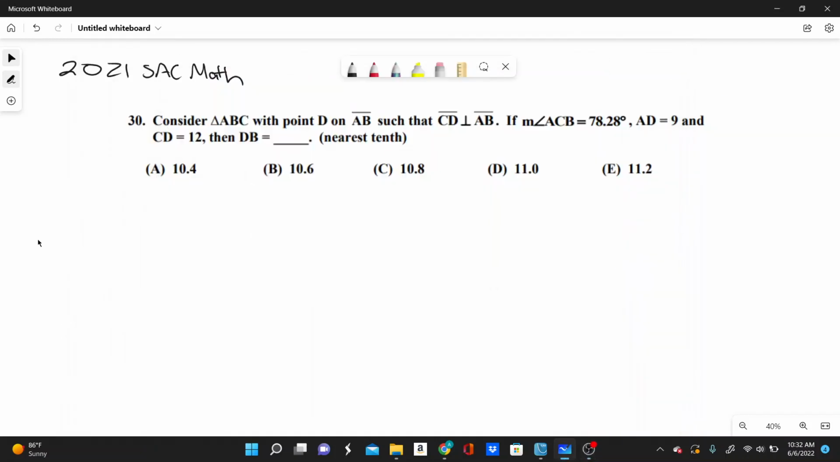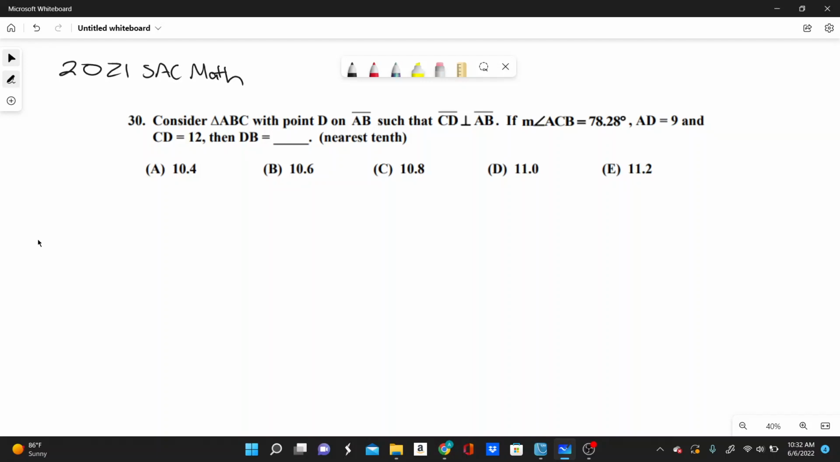Number 30. Consider triangle ABC with point D on line AB such that CD is perpendicular to AB. If the measure of angle ACB is 78.28 degrees, AD equals 9, and CD equals 12, then DB equals what?